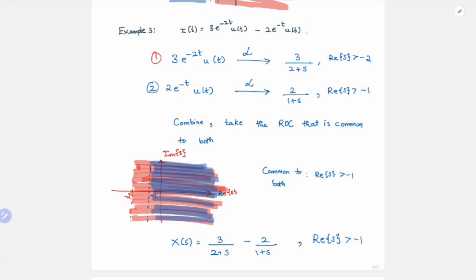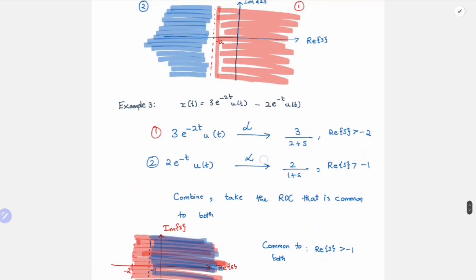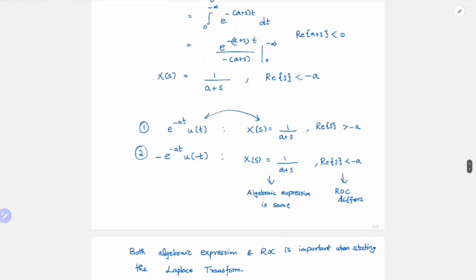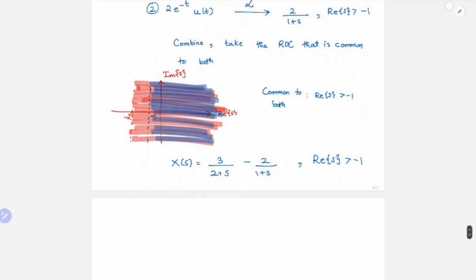So even if you have n number of signals, you need to take the region of convergence common to all the signals. If there is no common region, then we can say that the Laplace transform does not exist for that signal, which means that the Laplace transform equation is not converging for any value of sigma.